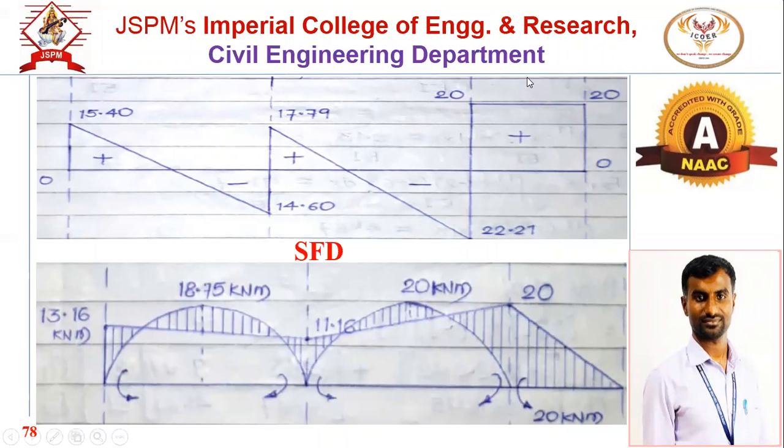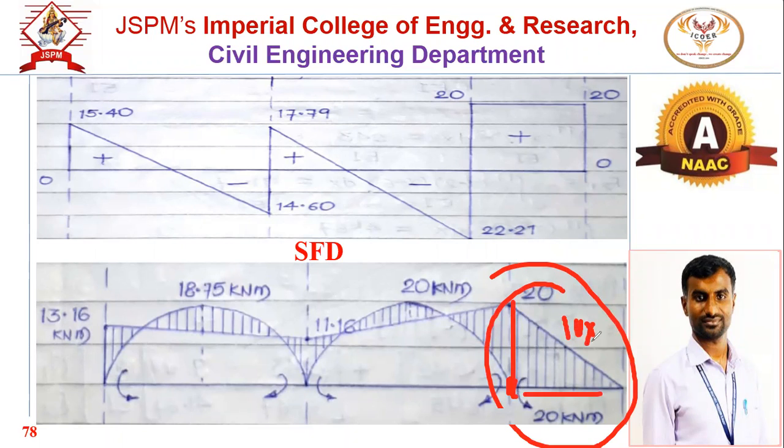And at support C, a moment will be there due to the overhanging span, as it is subjected to UDL. So the moment will be there only due to the overhanging span. UDL is 10 into 2 into 2 by 2. So that's why 20. So at C you can directly write the value of the moment as 20.